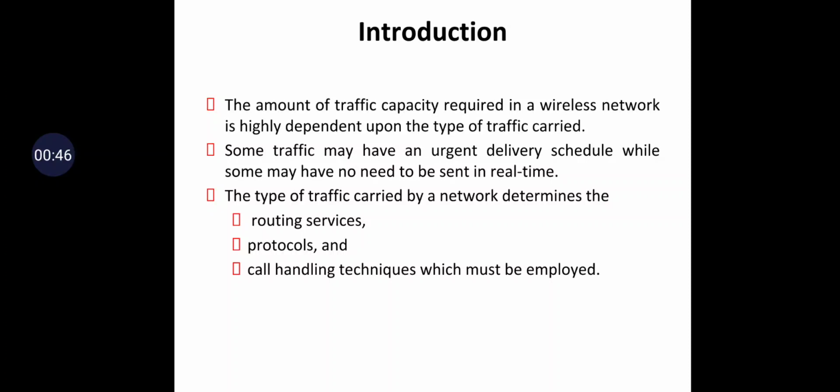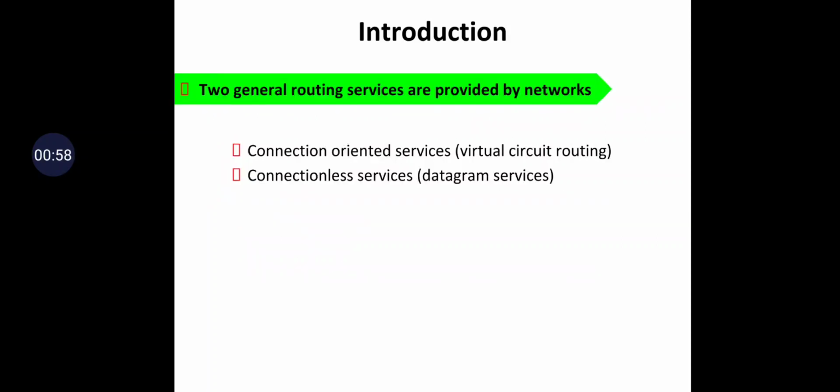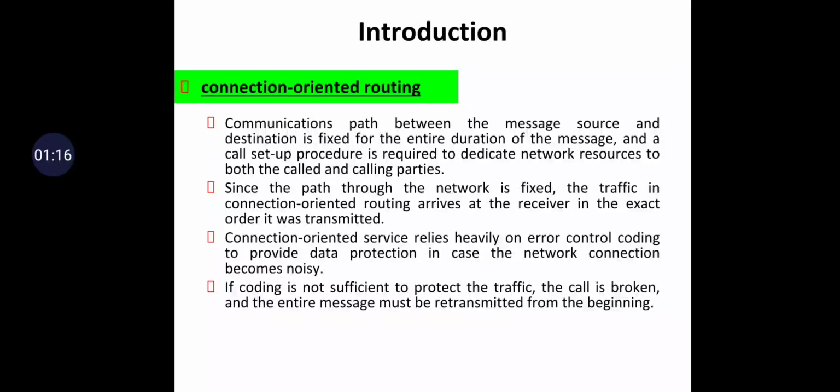The type of traffic carried by a network determines the following. The first one is routing service, second one is the protocol, and third one is call handling techniques. So there are two general routing services provided by networks. First one is connection oriented services and second one is connectionless services. The other name for connection oriented service is virtual circuit routing and the other name for connectionless service is datagram services.